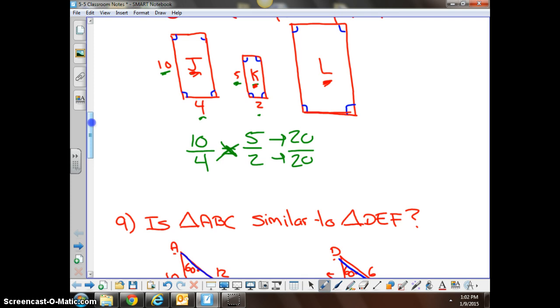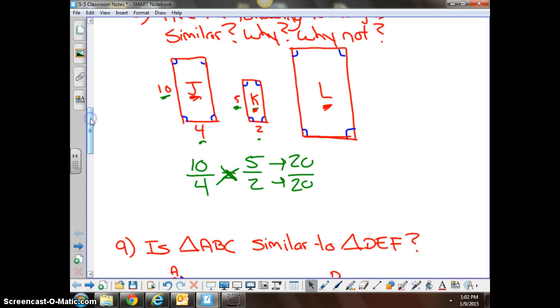The next is to look at rectangle L. Rectangle L has measurements of 12 and 5. And we know that if rectangle J is proportionate to rectangle L, then rectangle K would be proportionate to rectangle L because rectangle J and rectangle K are proportionate.